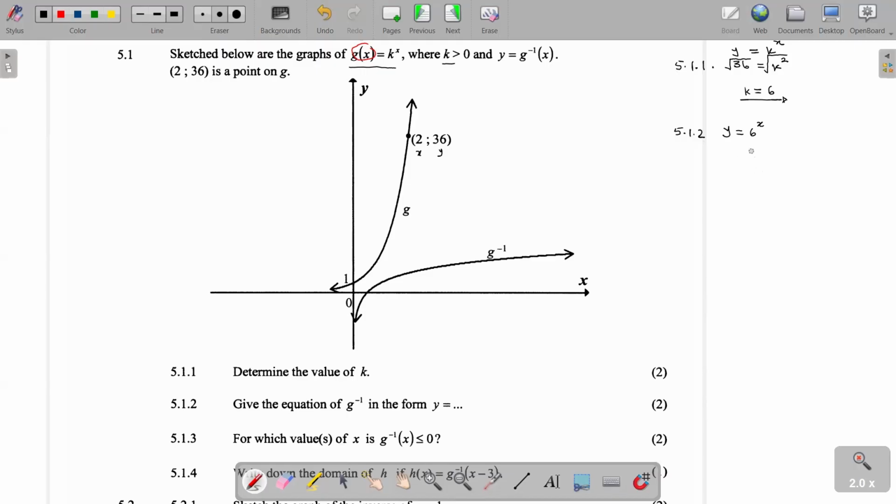When you want to get the inverse, the first step is to interchange x and y. So it means x is equal to 6 to the power y. Then the next step is to make y the subject of the formula. So it means y is equal to log x base 6. Y is equal to that.